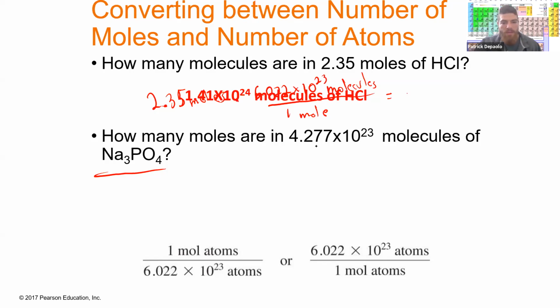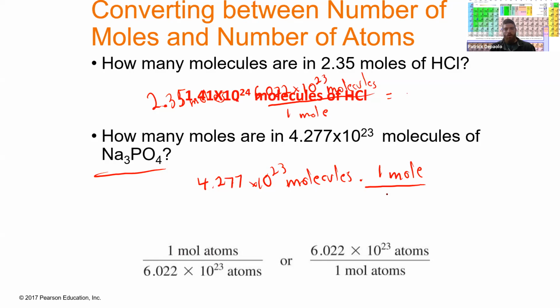So we can go the opposite way in this case. We have 4.277 times 10 to the 23rd molecules. We're looking for the number of moles. And we know the conversion factor, that 6.02 times 10 to the 23rd is 1 mole. So just like we did unit conversion two days ago, 1 mole over 6.022 times 10 to the 23rd molecules. Molecules cancel out, and you get whatever this is divided by that.